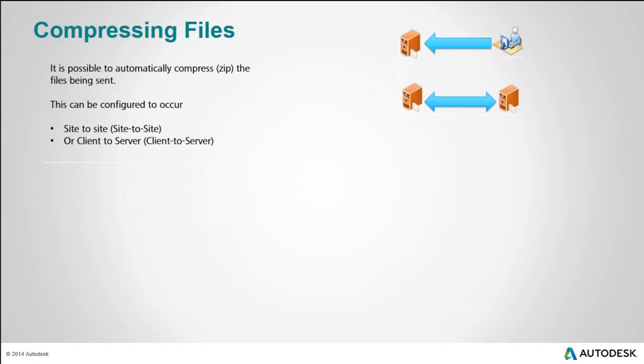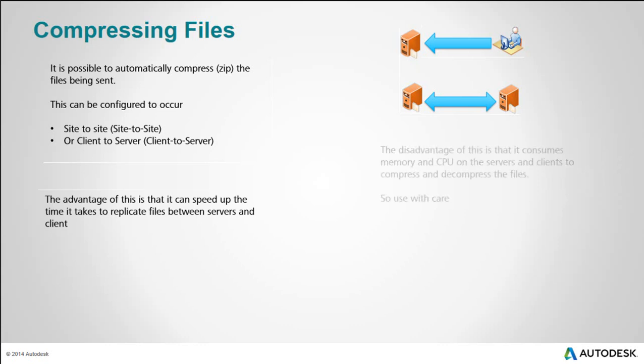Compressing files. It is possible to automatically compress or zip the files being sent. This can be configured to occur between site to site or client to server. The advantage of this is that it can speed up the time it takes to replicate files between servers and client. The disadvantage of this is that it consumes memory and CPU on the servers and clients to compress and decompress the files. So use with care.